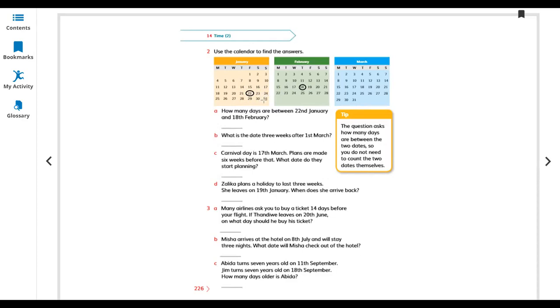So after 22, we have 2, 3, 4, 5, 6, 7, 8, 9, 10, 11, 12, 13, 14, 15, 16, 17, 18, 19, 20, 21, 22, 23, 24, 25, 26 days. So we have 26 days. So we write 26 days here.